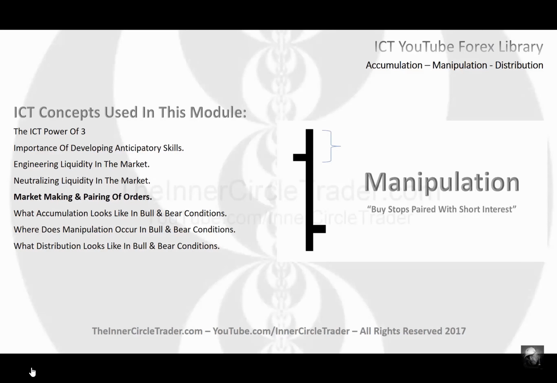Manipulation in its truest sense is in this form when we're bearish at the opening price or above it. Buy stops are being paired with short interest on the part of smart money.